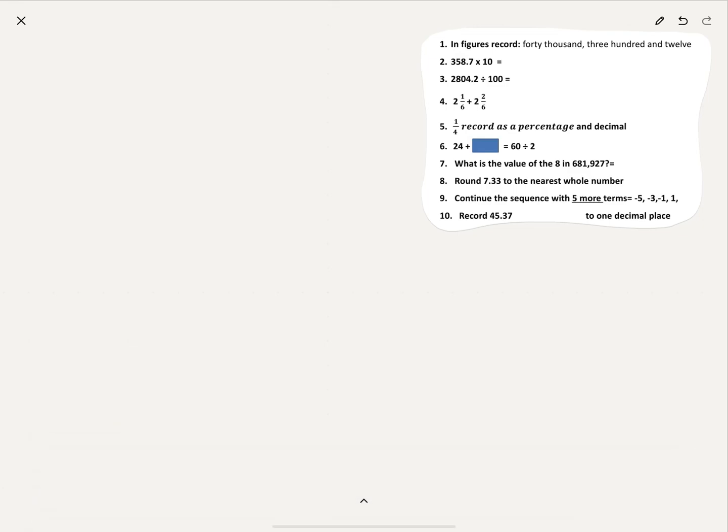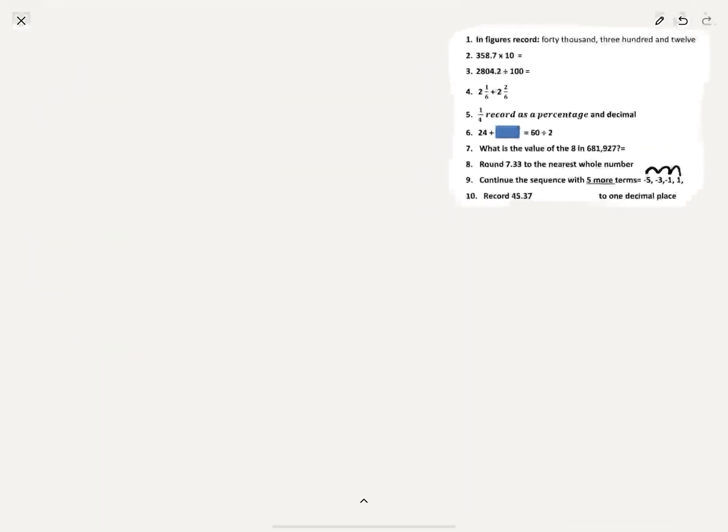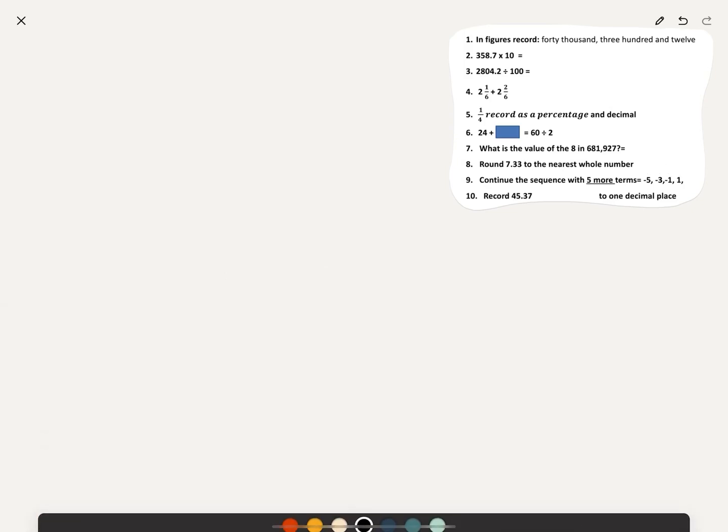Continue the sequence with 5 more terms. I like these ones. -5, -3, -1, 1. Okay, it's going up in 2s. -5 to -3 is a jump of 2. -3 to -1 is a jump of 2. -1 to 1 is a jump of 2 because you've got 0 in the middle. So then you've got 1. So it's going up in 2s from 1. So it's 3, 5, 7, 9, 11. Okay, which you'll notice are your odd numbers, just out of interest. 1, 2, 3, 4, 5, yeah. So that makes that sequence really easy.